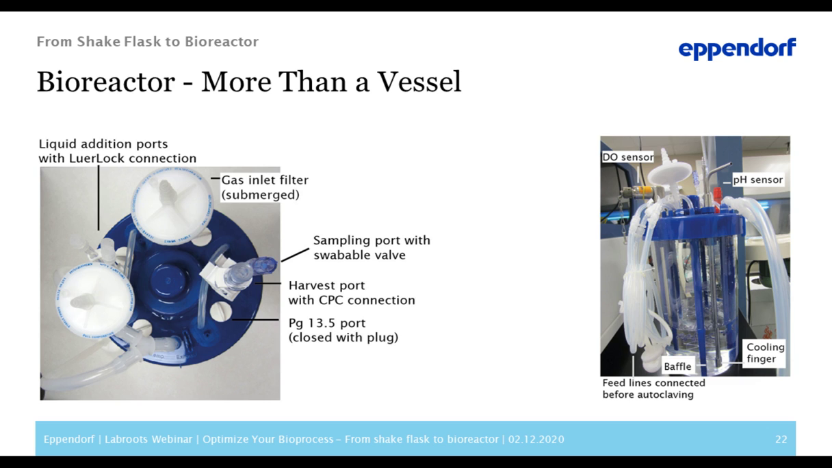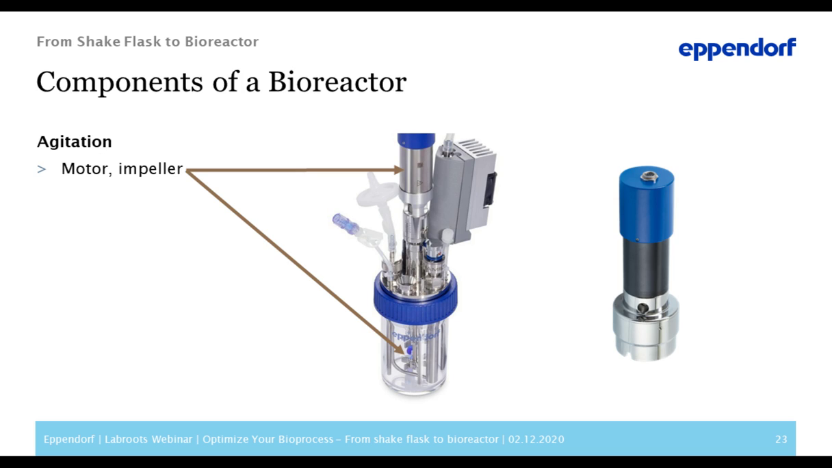A bioreactor is more than just a vessel. It consists of many different parts that need to be connected, sterilized, and equilibrated properly. What you can see here is a bioreactor that is ready equipped to be autoclaved. The headplate of a bioreactor contains industry standard PG 13.5 ports that enable the easy installation of sensors, cooling fingers, feeding and harvesting lines. And depending on the experiment you want to do, each bioreactor setup can be customized.